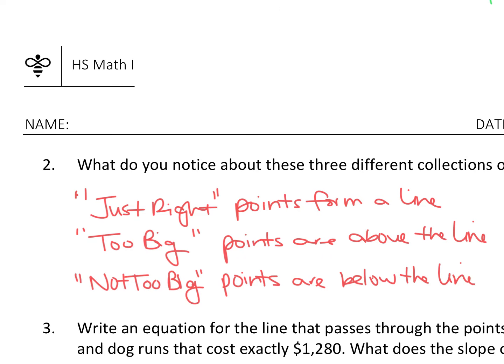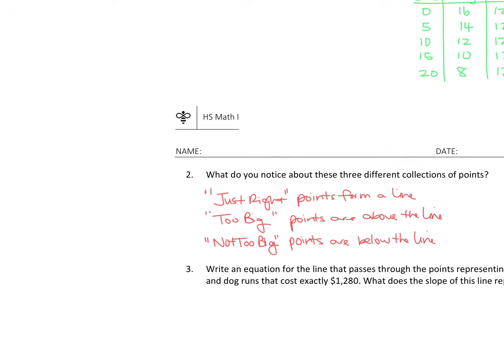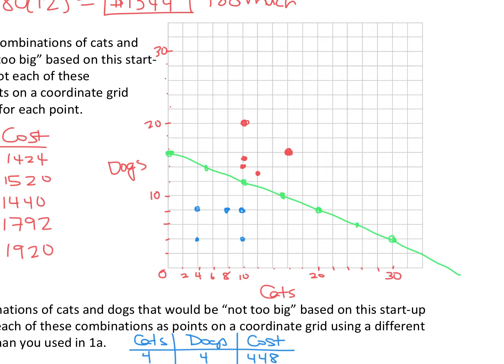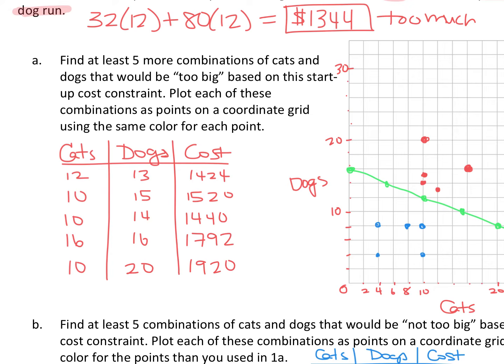Number 3 wants us to write an equation for that line. So let's go ahead and do that. So let's look at the graph right here. I can write an equation in 2 different ways. I can do standard form, which is basically recognizing that 32 times the number of cats plus 80 times the number of dogs equals our cost. And in this case, we want it to be 1280. So we could write an inequality that way.